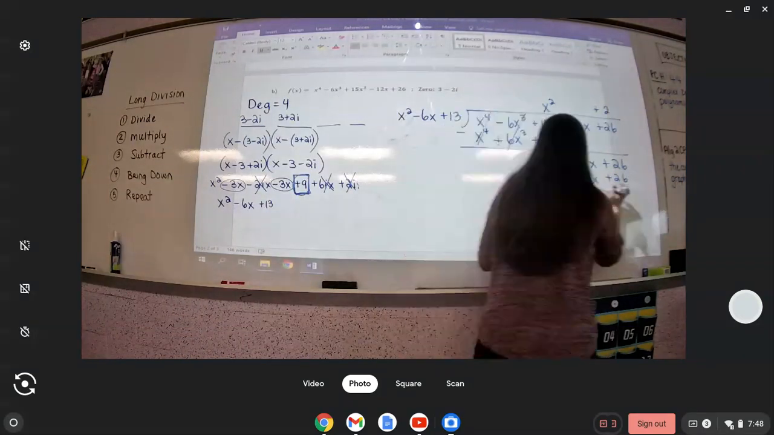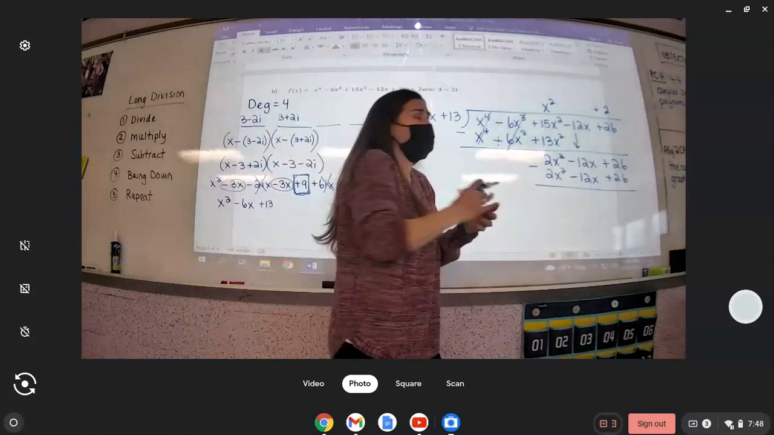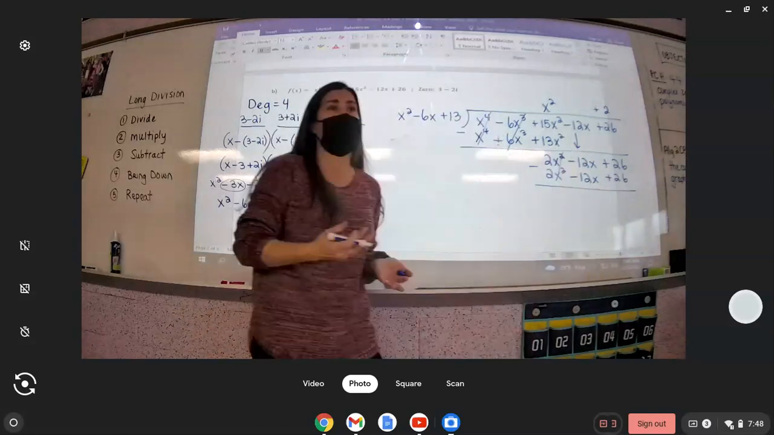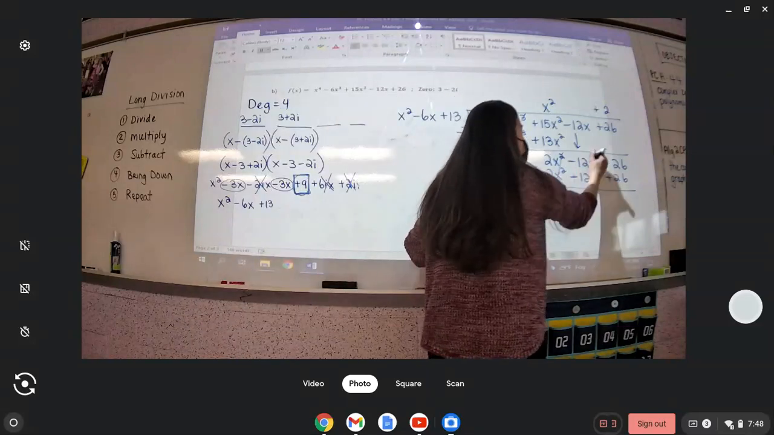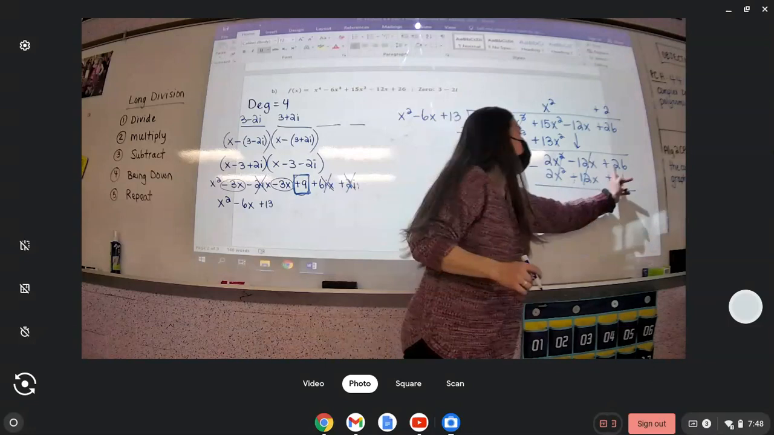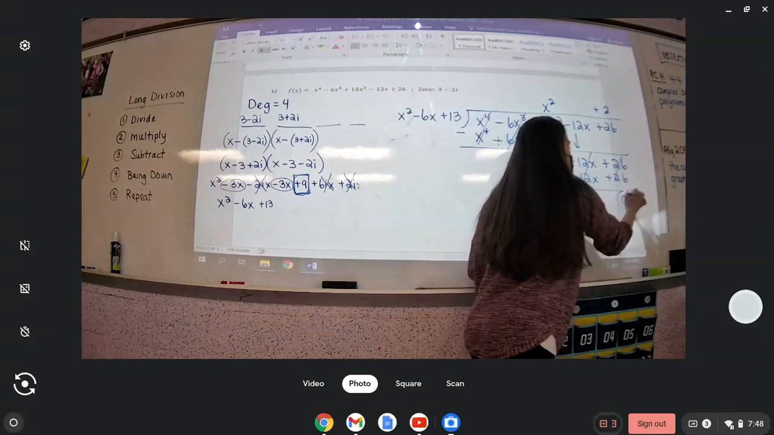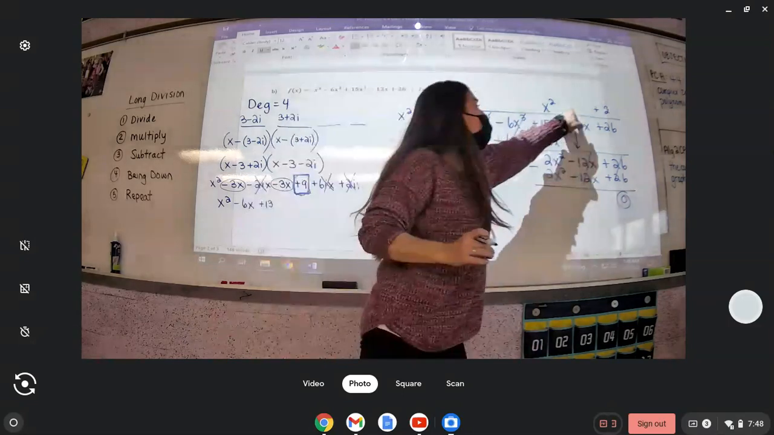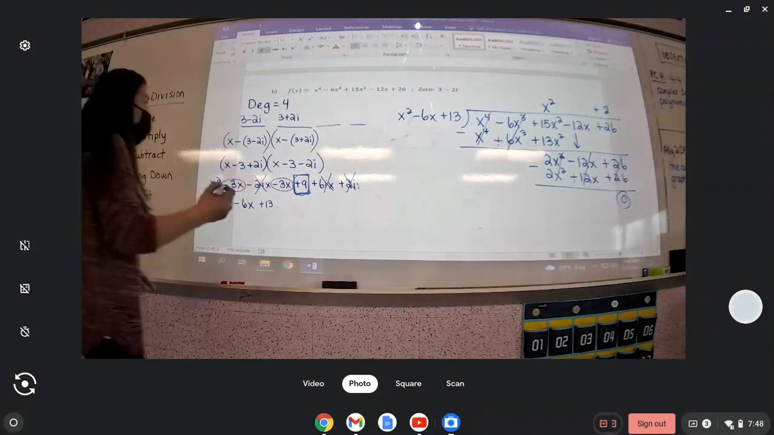All right, now we subtract. And let's see what we got. 2x squared, take away 2x squared. See you later. We want those to cancel. Negative 12x, take away negative 12x, turns to plus. They cancel. 26, take away 26. They cancel. Remainder 0. So there is your quadratic expression that you are now left with, your quadratic factor.